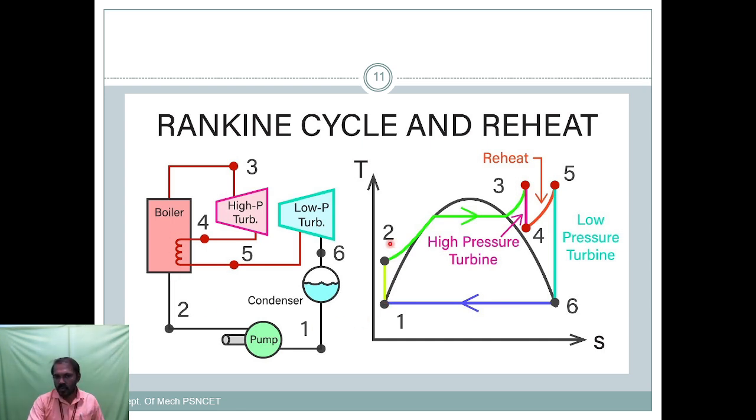So here 1 to 2 is an isentropic expansion. The pressure is increased. Then the boiler is a heater of water, so the water temperature will be increased. 2 to 3 is a heat adding process. This heat adding process means the temperature increases almost constantly, and at the same time entropy is also increased.